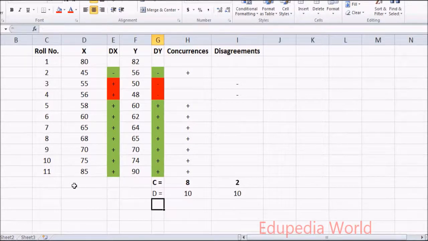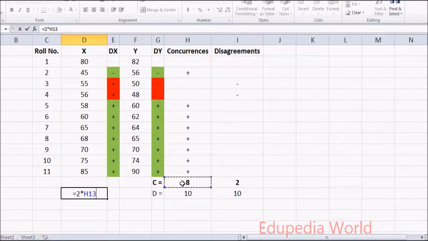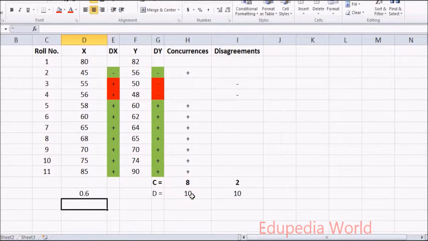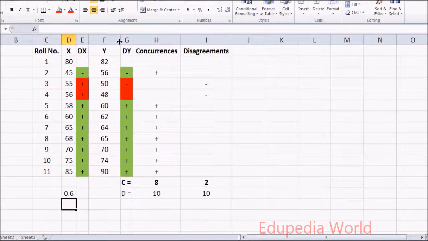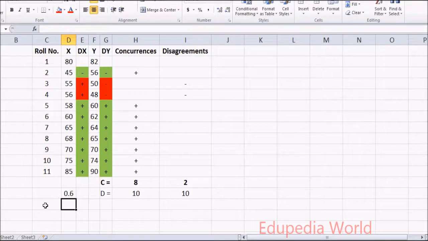Next, I need to calculate the value of 2C minus D divided by D. So let's do that here. We have 2 multiplied by the value of C, which is 8, minus the value of D, which is 10, divided by D, which is again 10, and that's equal to 0.6. Now this is positive, therefore my correlation value is going to be positive.